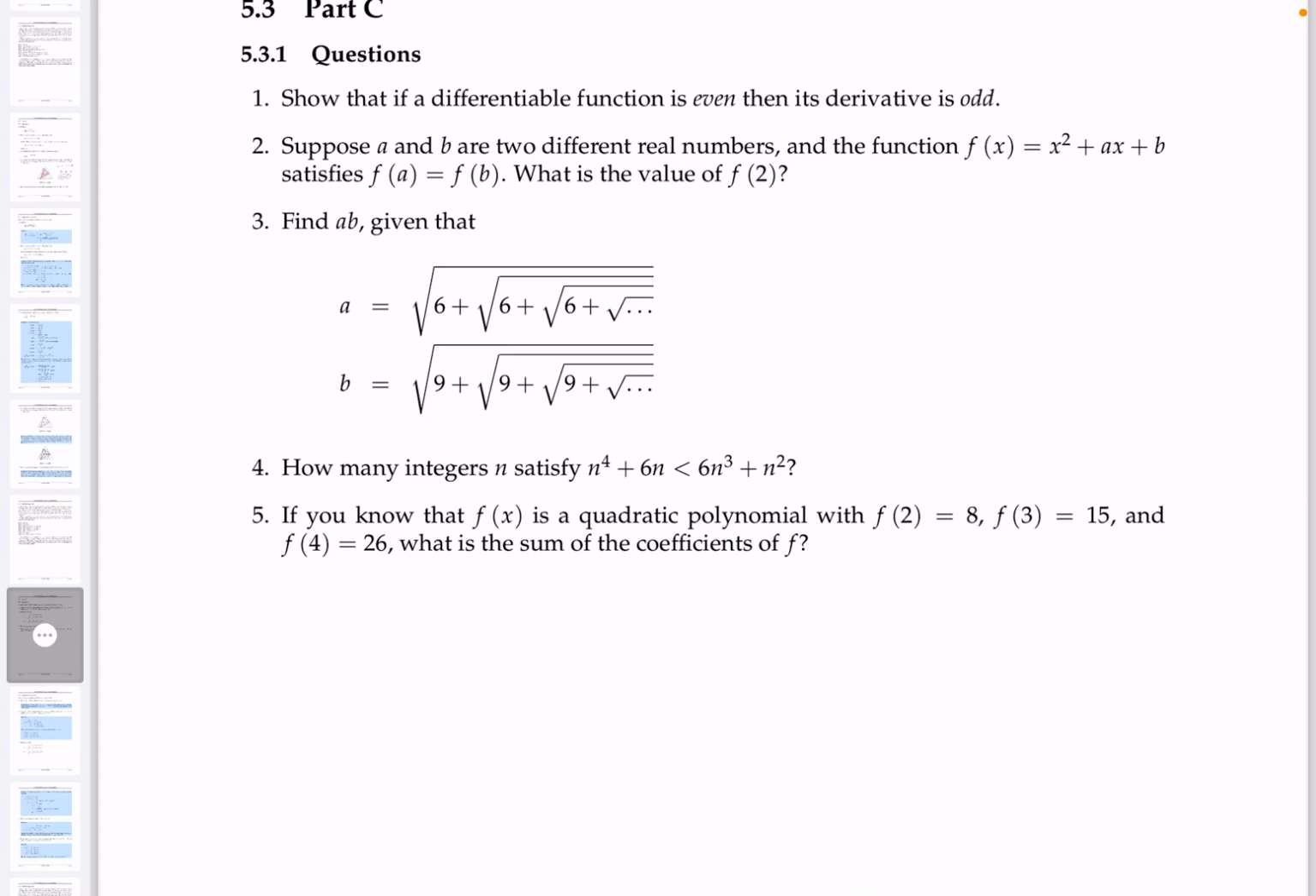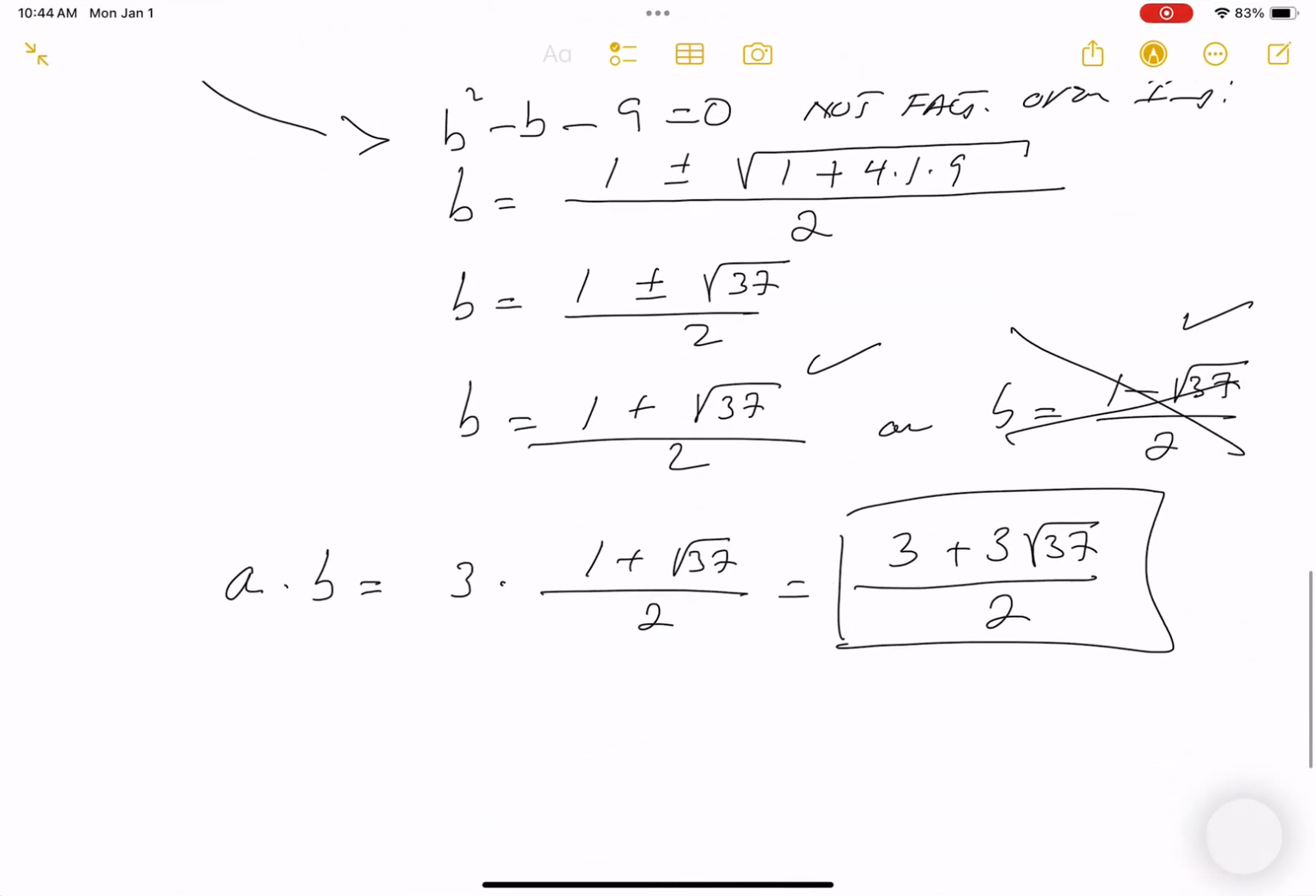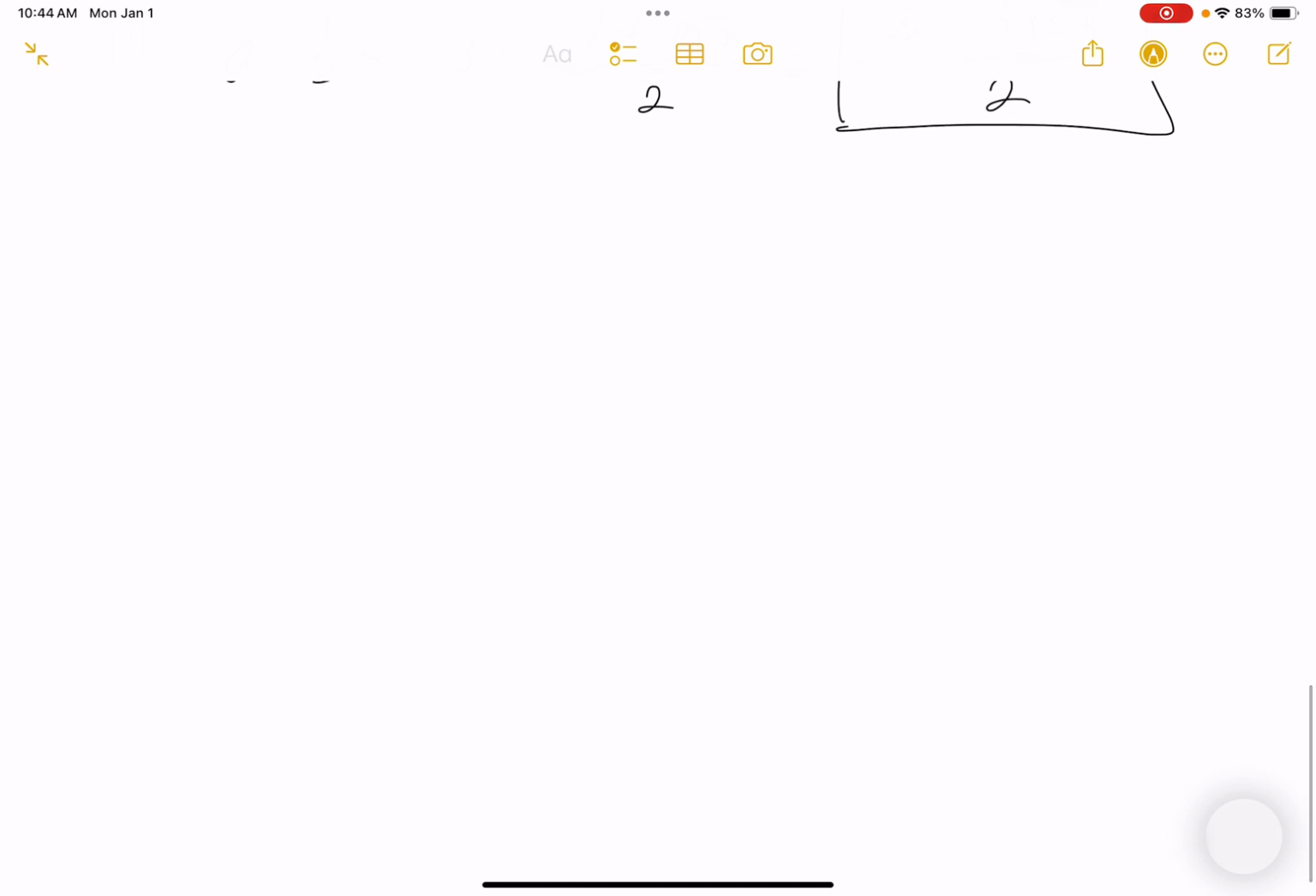All right, we're on number 4 now. How many integers n satisfy this inequality? It's a fourth degree polynomial inequality, so let's go to the whiteboard, and I'll write that down. And it's a familiar question. I'll say that's an inequality.